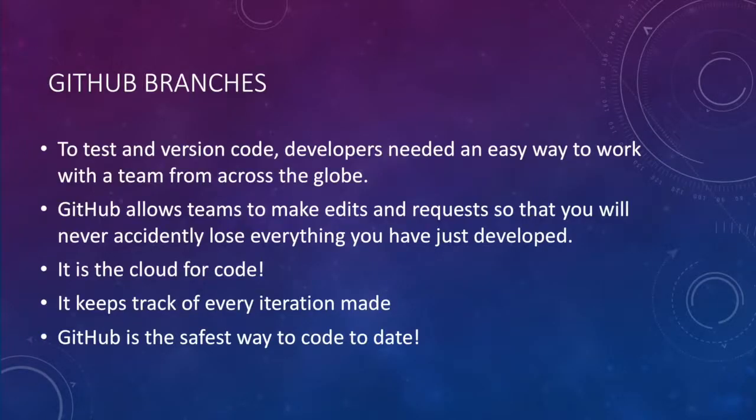So GitHub has these things called branches. It's a way to test and version code, and it's easy for developers to work in teams from across the globe. GitHub allows teams to make edits and requests so that you will never accidentally lose everything you have just developed. Imagine it as the cloud for code. It literally keeps track of every iteration that is made. It's wonderful. I love using it. It's the safest way to code to date.